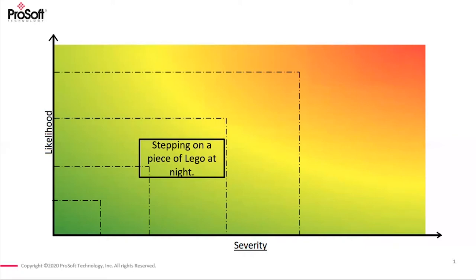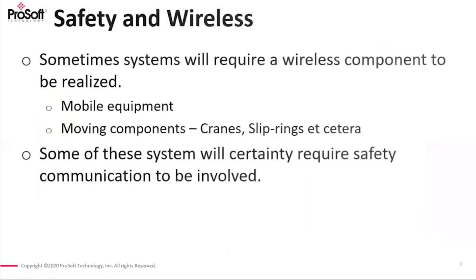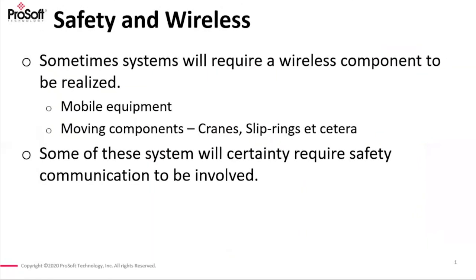And that right there is the basics. Now you're probably wondering what role wireless has to play. So sometimes wireless systems cannot be avoided, especially when you have mobile equipment, your cranes, your trains, your elevators, etc. You're going to need a wireless system. They'll be inevitable. Let's look at another real-world example.